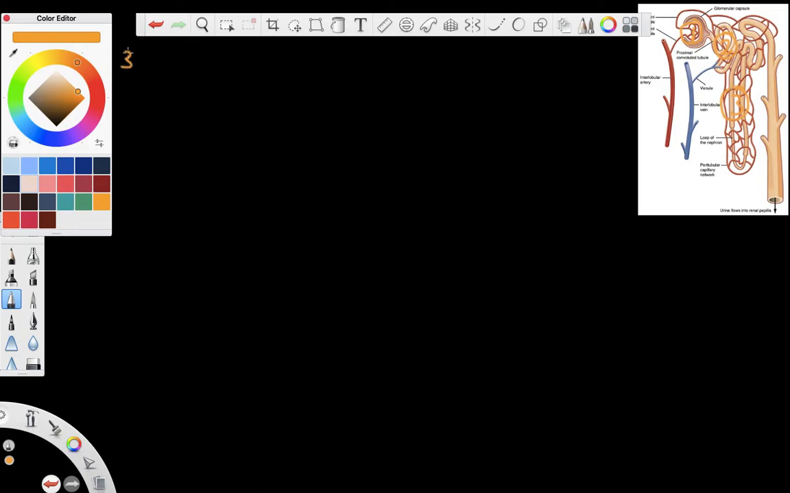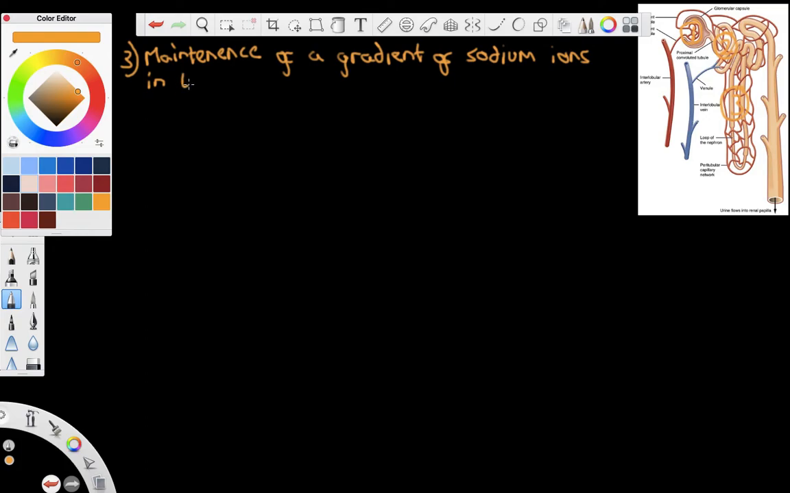So we can put here, number 3, maintenance of a gradient of sodium ions in the medulla by the loop of Henle.